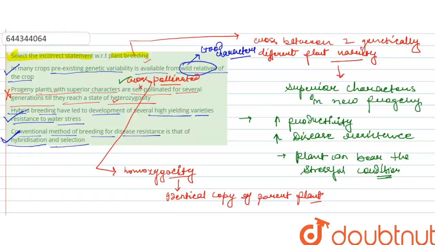We have to find the incorrect statement, so the answer will be the second option: progeny plants with superior characters are self-pollinated for several generations till they reach a state of heterozygosity. This will be the incorrect statement here.